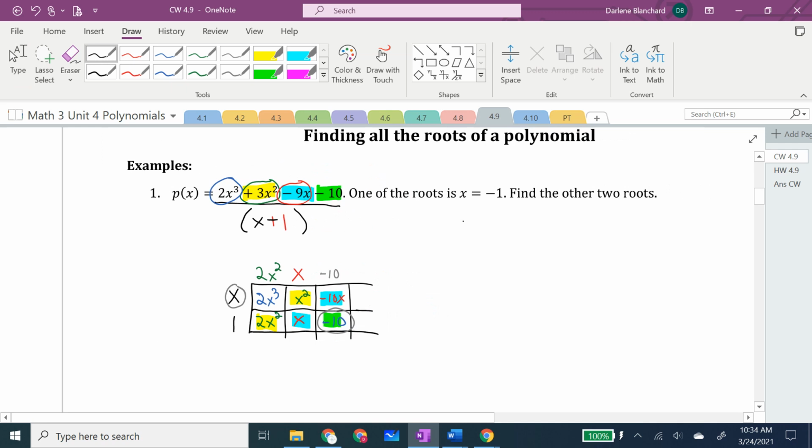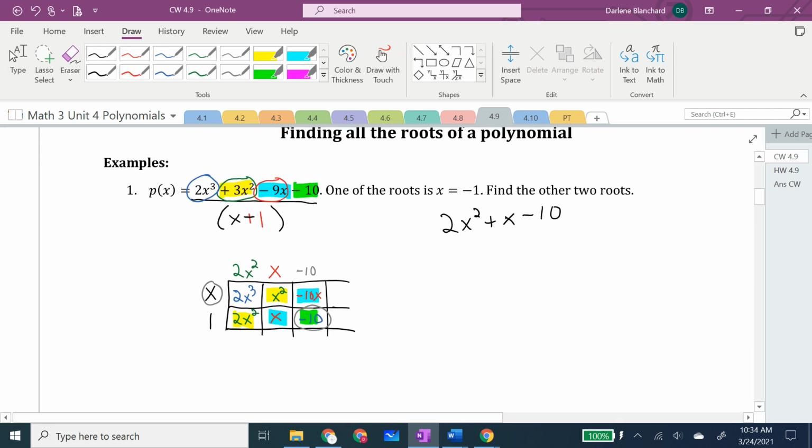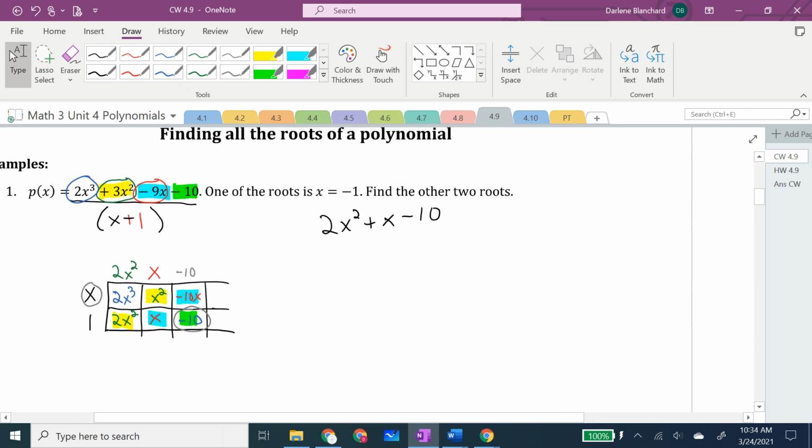So I'm going to find my other 2 roots through this quadratic. And I'm going to factor this quadratic. And by the way, if it's not factorable, guess who you have to turn to? Quadratic formula. Because we're just trying to solve for what makes this equal to 0. If it doesn't factor, quadratic formula is going to be the one to come into play.